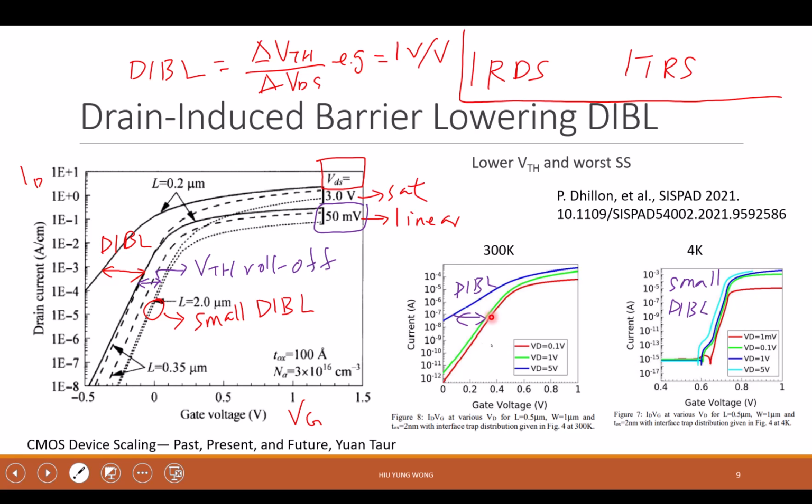Besides changing the threshold voltage, you also see the subthreshold swing is getting worse due to the short channel effect, right? So let me also mention this: also worse subthreshold swing, because the slope is not as steep as before. Right, so the same for the subthreshold swing. We don't see much degradation at 4 Kelvin because it was limited by the abnormal subthreshold swing already.